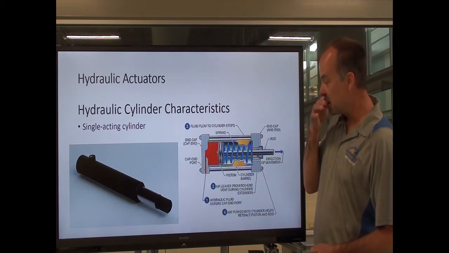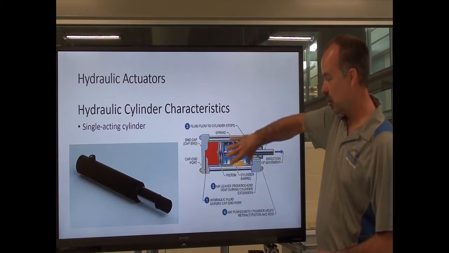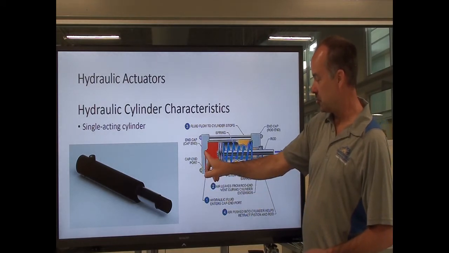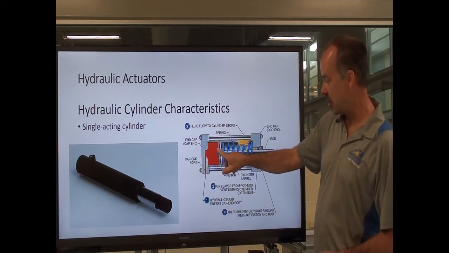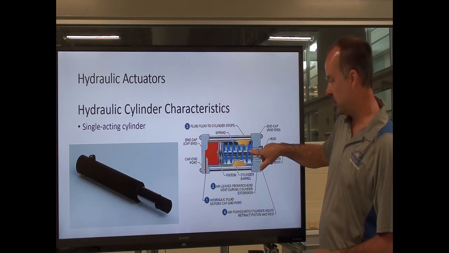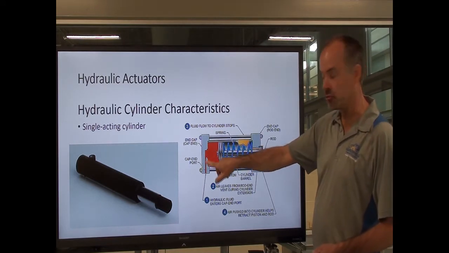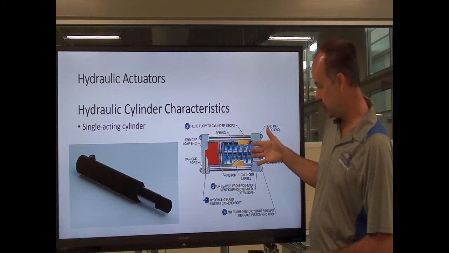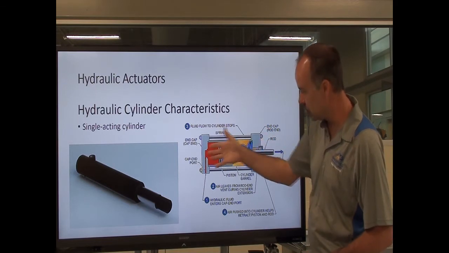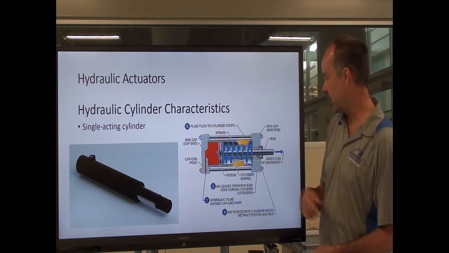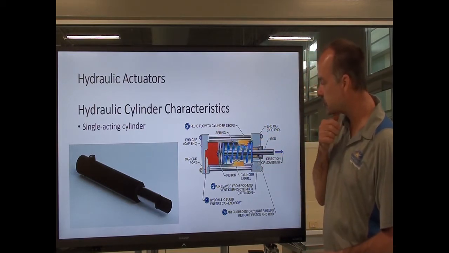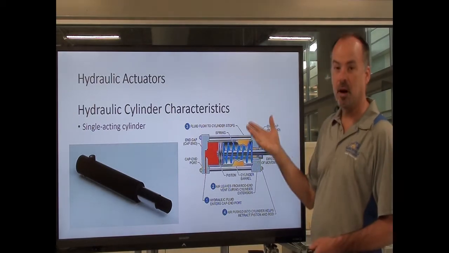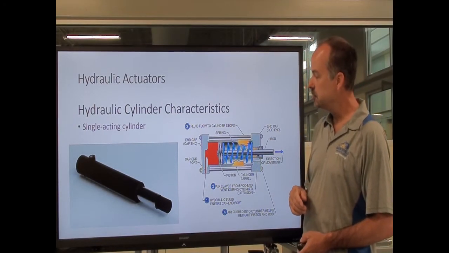Another type of single acting cylinder is where you have a spring return. So we have hydraulic pressure coming in on this side of the piston, which will extend the cylinder, and when this pressure is relieved, the spring tension or the spring pressure will actually push the piston back and retract the rod. So that's the two primary types of single acting cylinders.